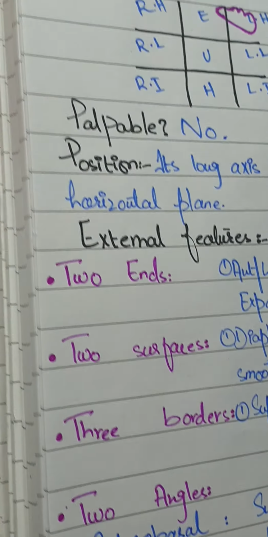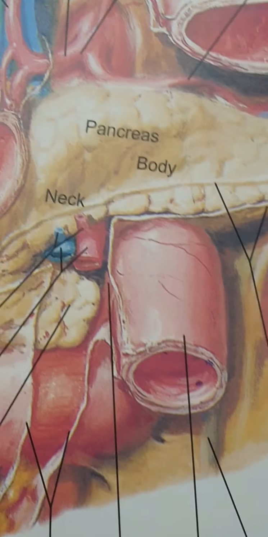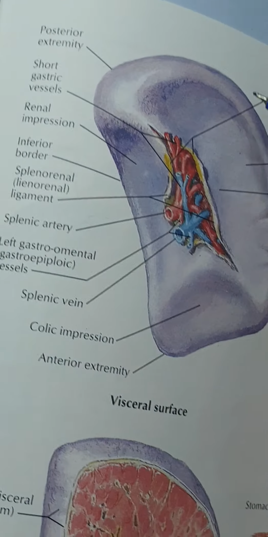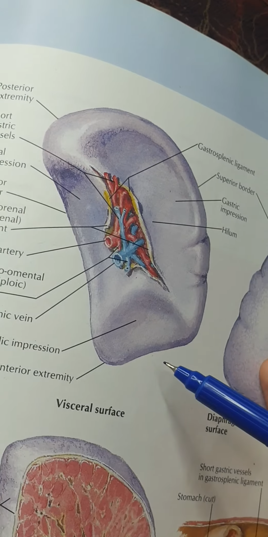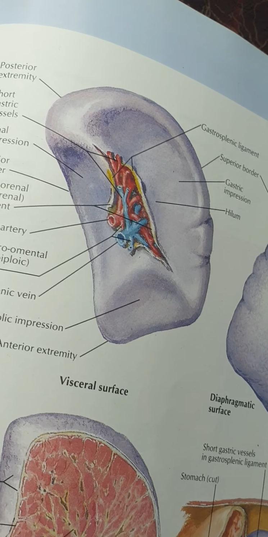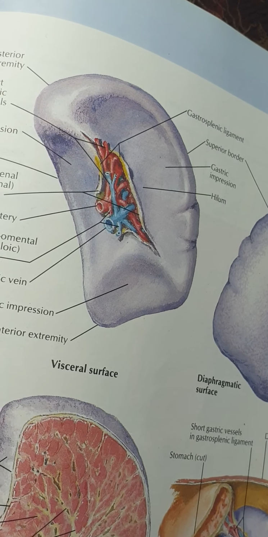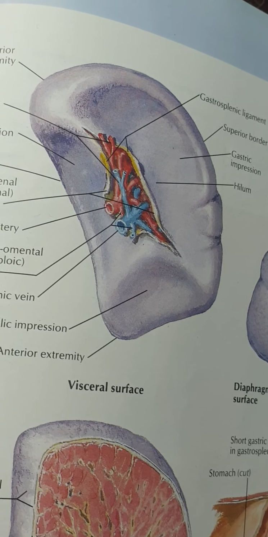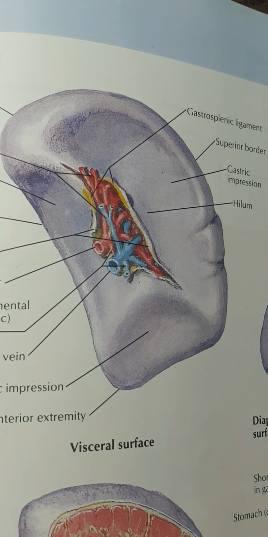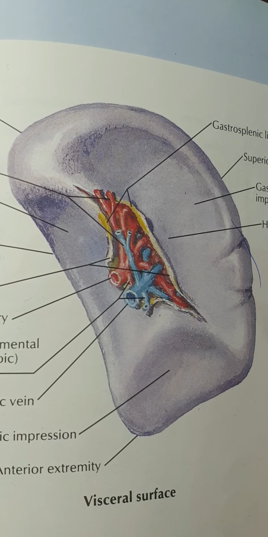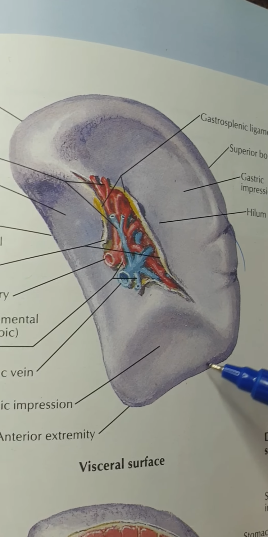Now this anterobasal angle is also called the clinical angle. Why? Because if any enlargement occurs, this is palpable, so this is called the clinical angle of spleen.